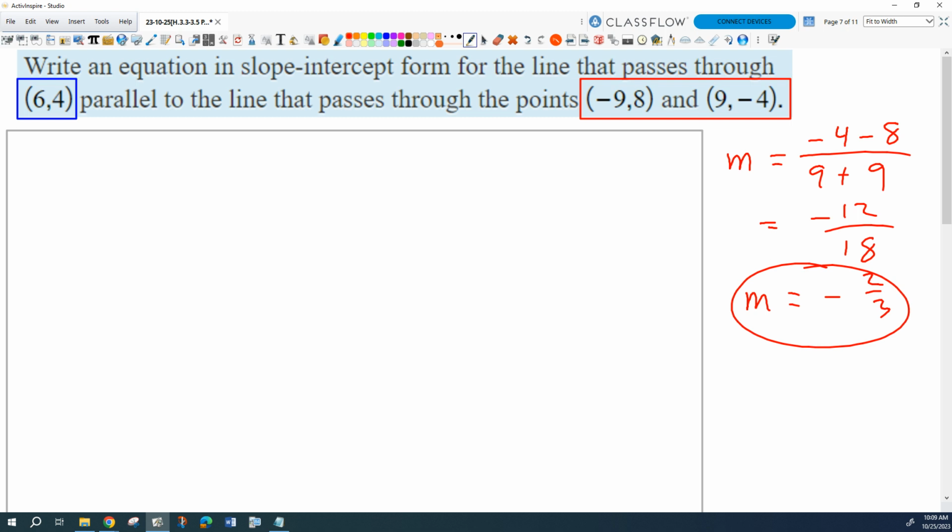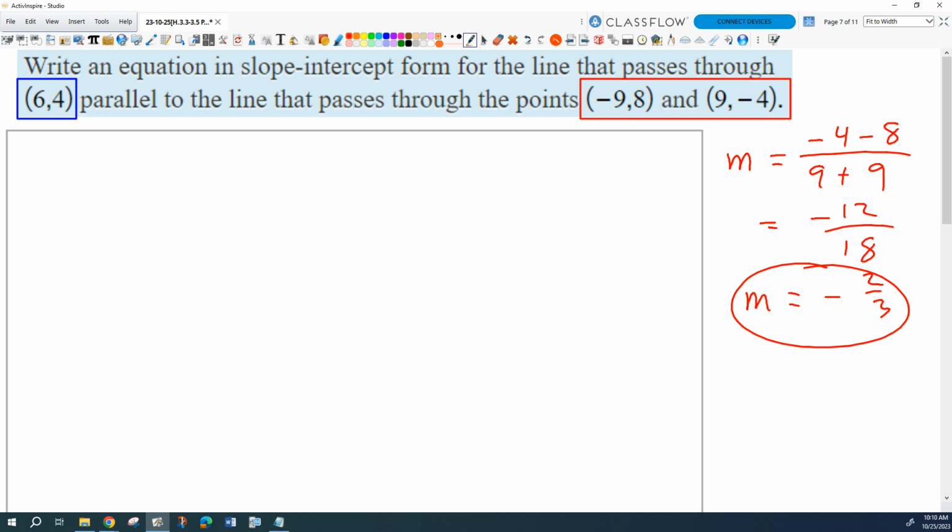So keep going. What do I do from there? Say it again. I heard something. Good. Just plug it into the equation with 6, 4. Okay, so 6, 4 is our point. Now, how do we know that negative 2/3 is our slope? Because it's parallel. Okay, everybody see that?